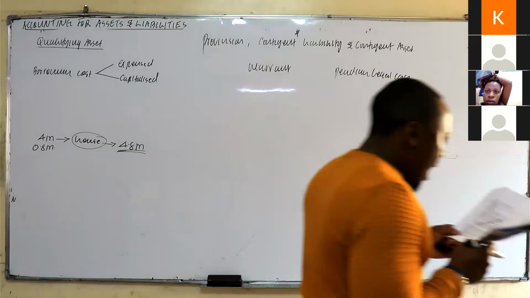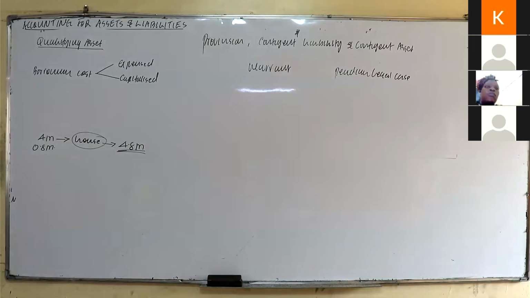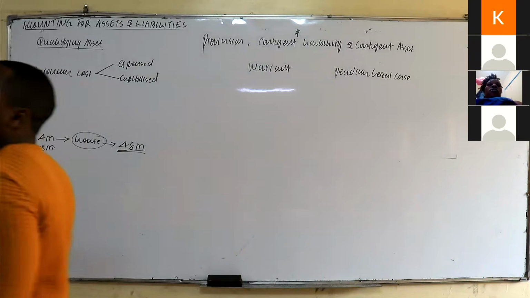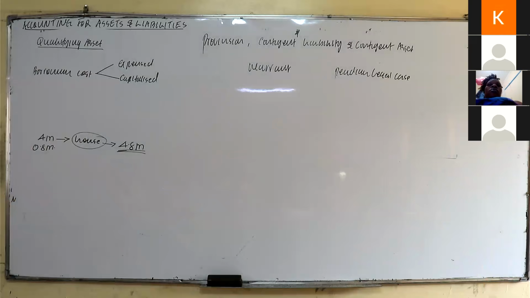A contingent asset is a possible asset that arises from a past event and whose existence will be confirmed by the occurrence or non-occurrence of one or more uncertain events. E.g., a pending legal case as a plaintiff. As a plaintiff, you take another party to court, so you expect the court might rule in your favor. So that means you receive the damages.